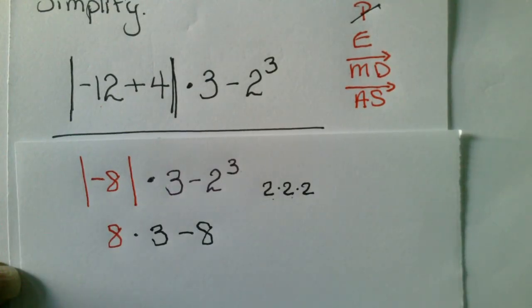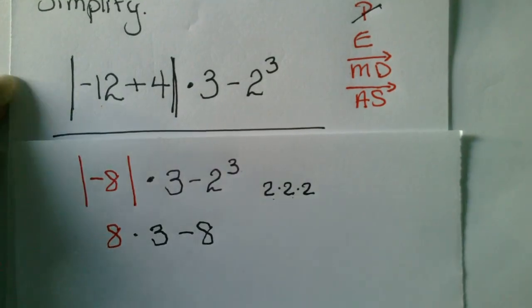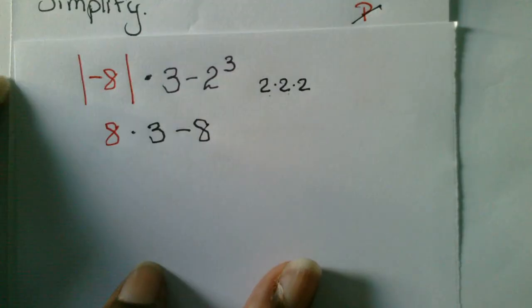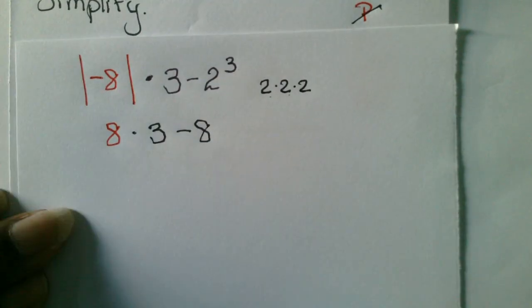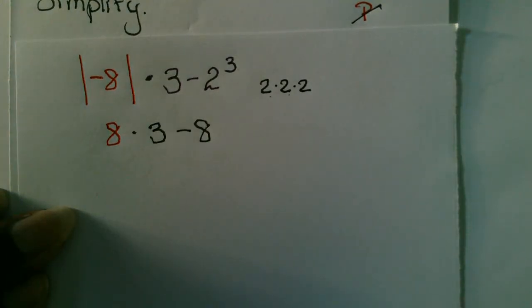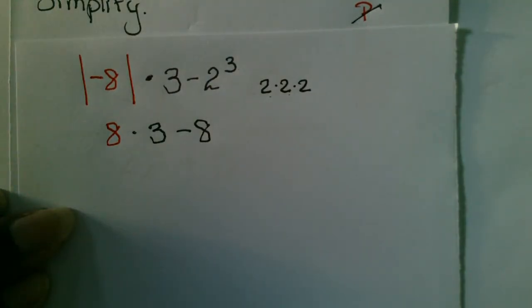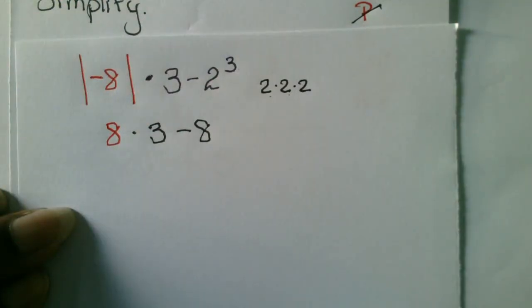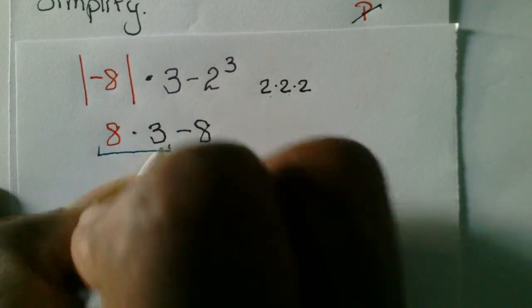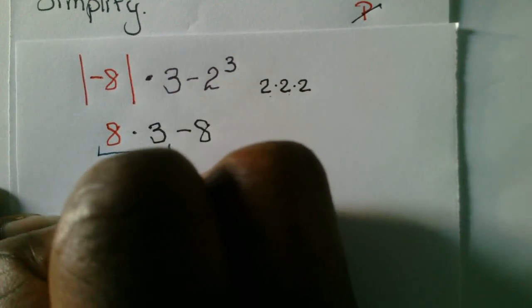So now, what should I combine next? I'm trying to walk you through it step by step. What should we combine next? Thank you, the 8 and the 3. We have to do multiplication, good: the 8 times 3. Doing that multiplication, 8 times 3 gives me 24.